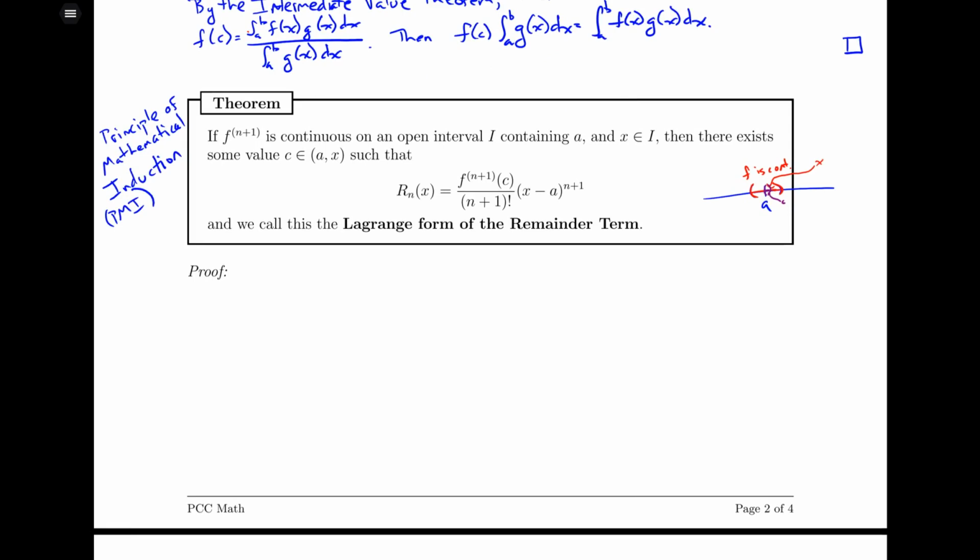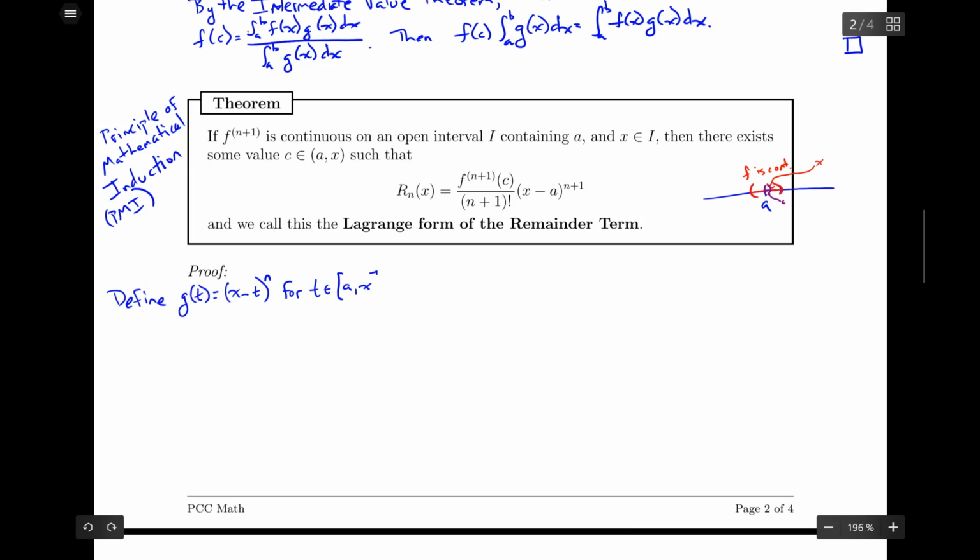Now, the reason that we brought in the weighted mean value theorem was so that we could actually use that in this theorem. We have a function f. In this case, we're going to use the n plus first derivative of f instead of f, but we're going to need some function g, because that's what the weighted mean value theorem actually used. So let's define a function g. I'm going to call it g of t. g of t is the function x minus t to the power of n, defined for t in the closed interval from a to x.